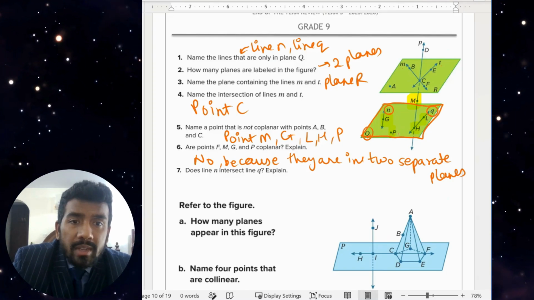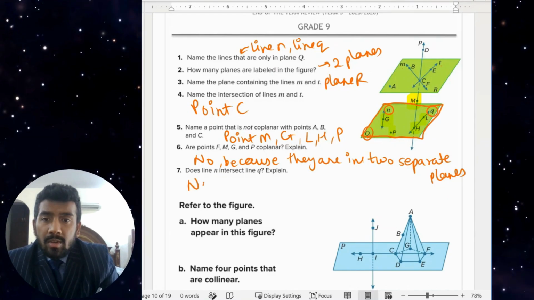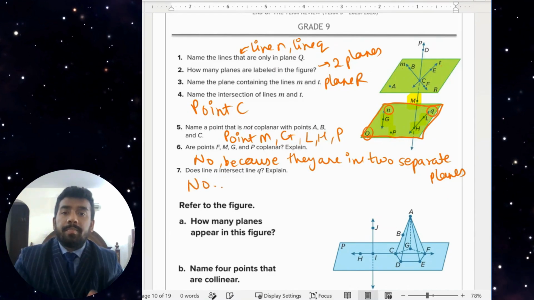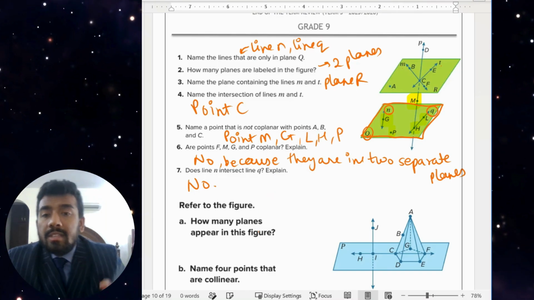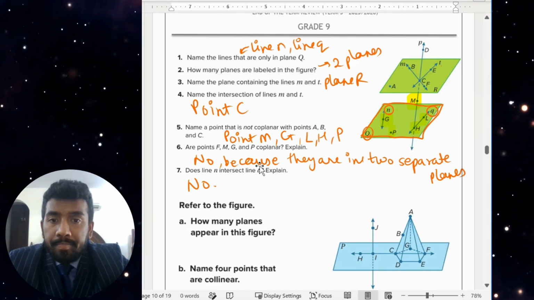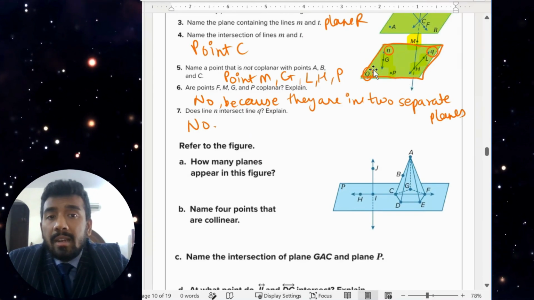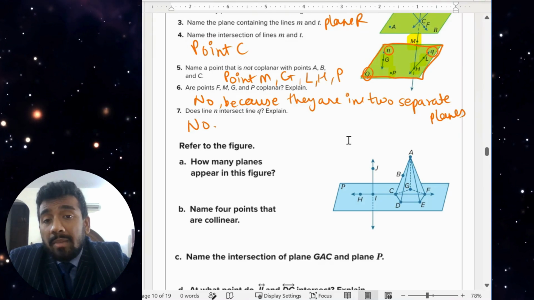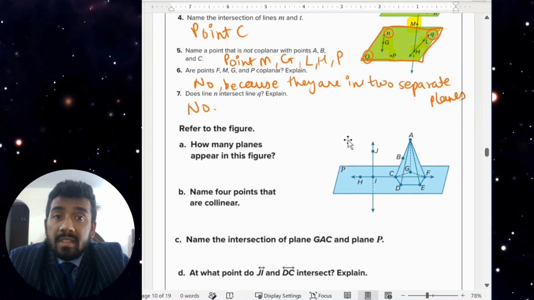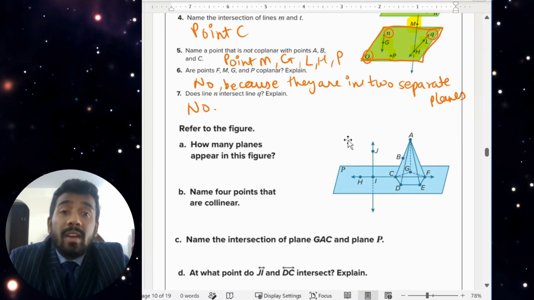N and Q. Do they intersect? No, they don't intersect. Okay, let's go to the next one. Why don't they intersect? Because you can see straight away they don't intersect. They might intersect outside the plane, but we don't know that to be sure. But in the figure they don't intersect.